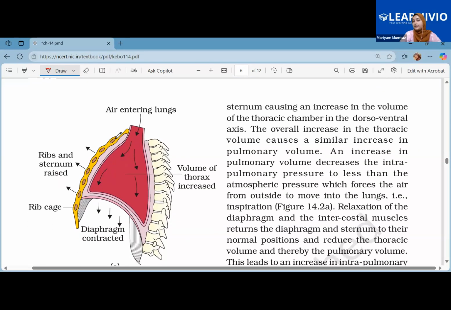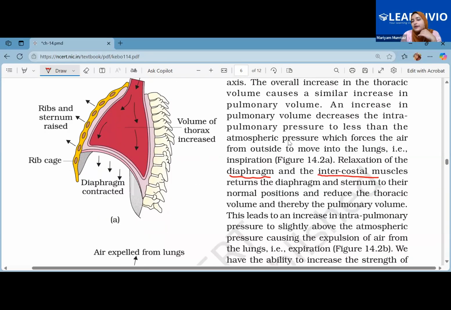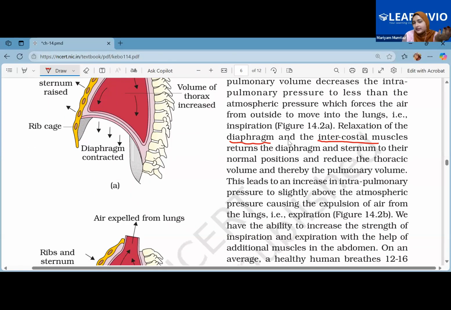So remember that this was about breathing in, but when we talk about breathing out, in that case the muscles will be relaxing. So relaxation of the diaphragm, now it will go from the flat state to the dome shaped again, and the intercostal muscles will also go normal, as a result of which the volume will start decreasing. So when the volume decreases, the pressure will increase.